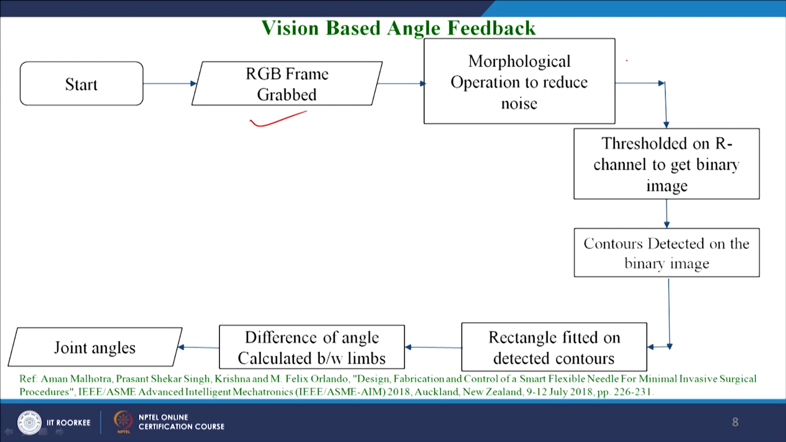and a morphological operation is done to reduce noise. Then thresholding is done after the morphological operation to get the binary image. Then contours are detected on the binary image. The contours are not in regular shape, so to make them regular, we fitted rectangular shapes on the detected contours. Then the angle between the successive rectangular shapes gives the joint angle for the developed smart needle.